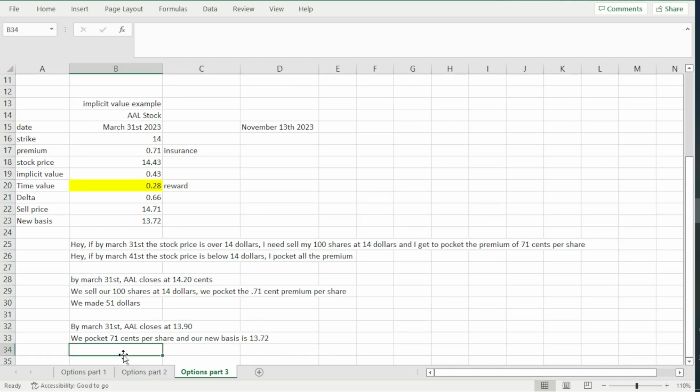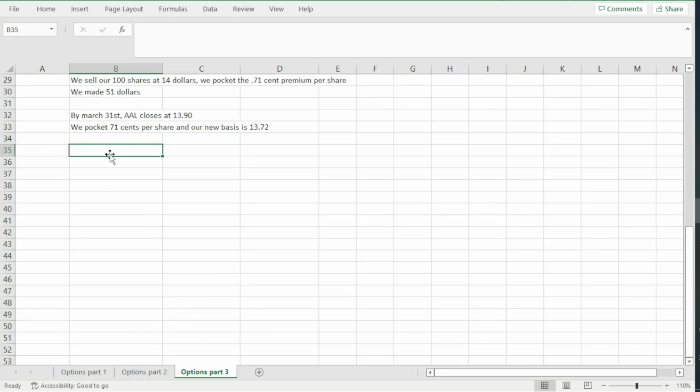But here's the bad scenario. Let's say by March 31st, American Airlines closes at $13. Well, that's not a good scenario because we only got 71 cents of premium. So now essentially, our basis is at $13.72. The shares are at $13. We lost 72 cents or $72. So that is how that scenario plays out.